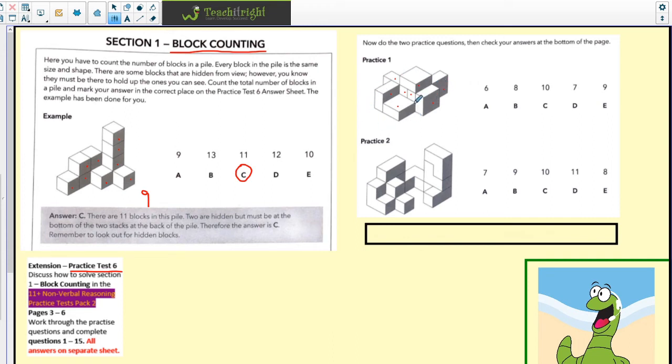Well, in this case, I'm going to say no, because I know that all these blocks are the same shape, and I can see the 2 here that are extending underneath this one, so I'm actually quite confident that everything's supported, so my final answer is 8. Doing the same thing for practice test 2.